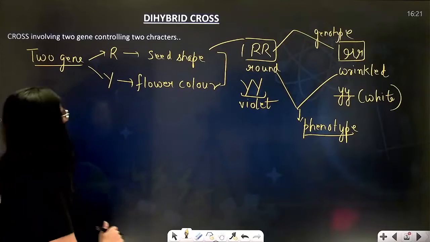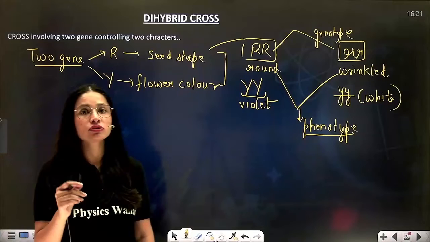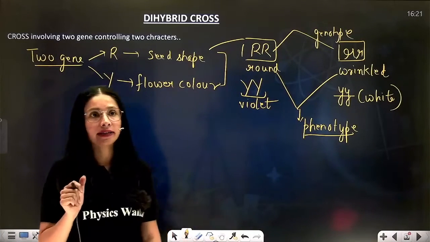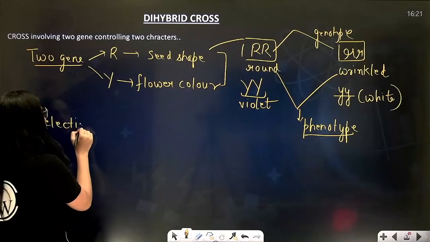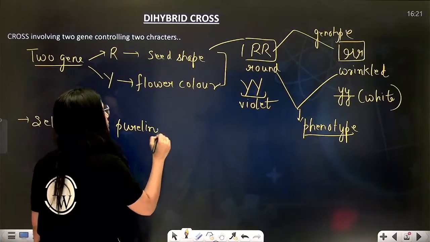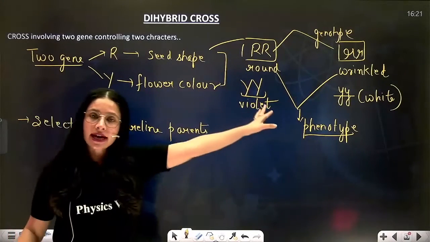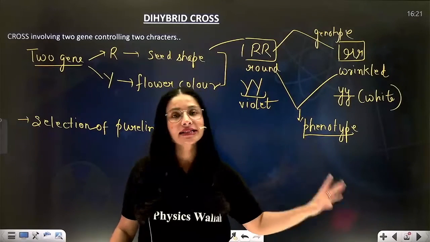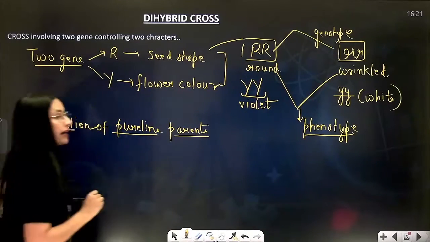Now, to start the cross, the first step is to select the parents, and parents always have to be pure line. So the first step is selection of pure line parents, of which one has to be a homozygous dominant pure line and the other a homozygous recessive pure line. Correct? So we are going to select our pure line parents.